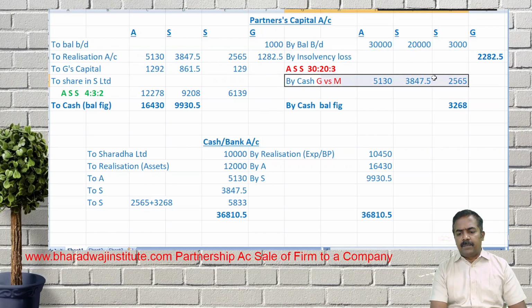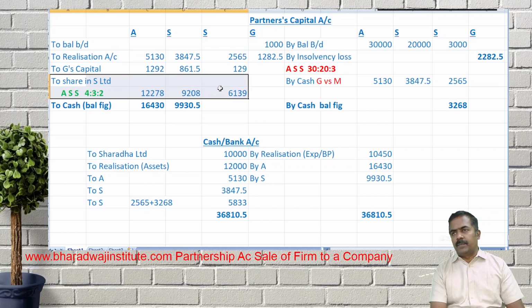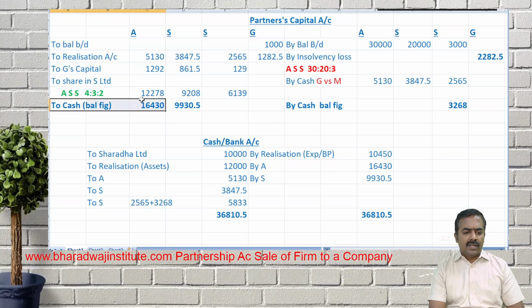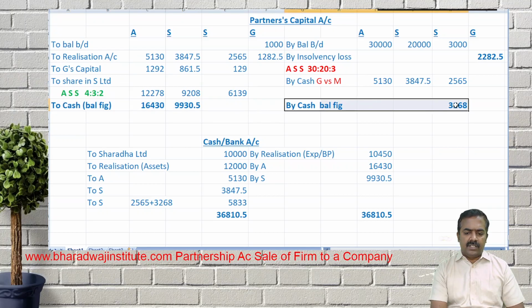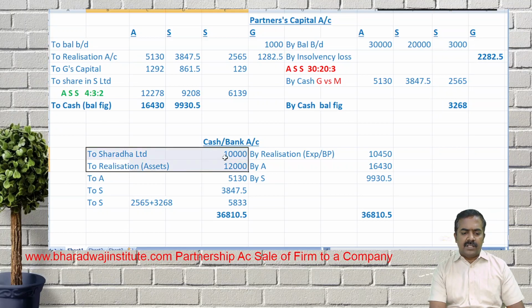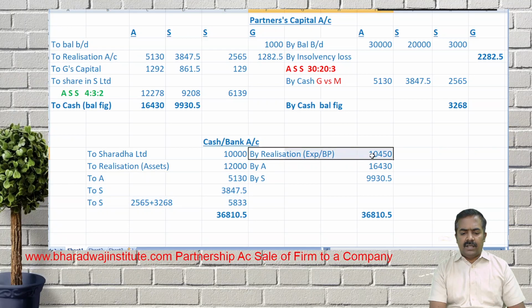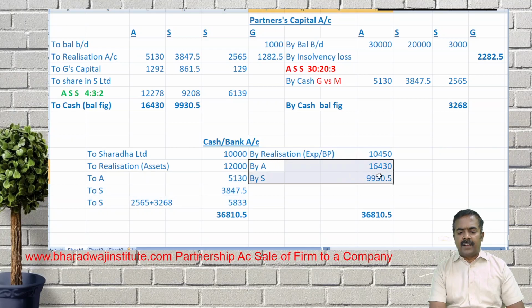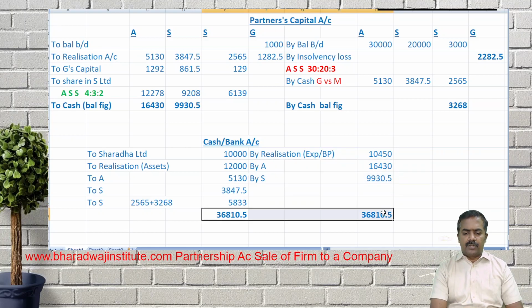Thereafter, the solvent partners bring in what? Cash equal to the share of loss in realization. Then shares are distributed amongst the remaining solvent partners in which ratio? 4:3:2. Then the balance is settled in cash, a deficit is brought in. He is having sufficient balance, he brings it in cash. So purchase consideration, assets realized, then partners bring in money, realization expenses, then the balance paid to the partners, yes, cash also tallies.